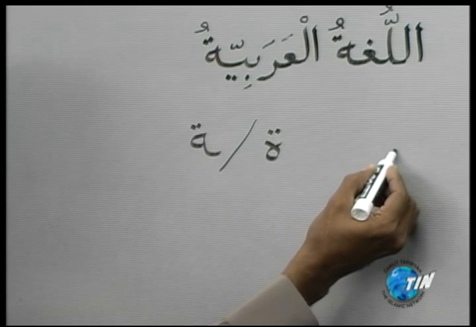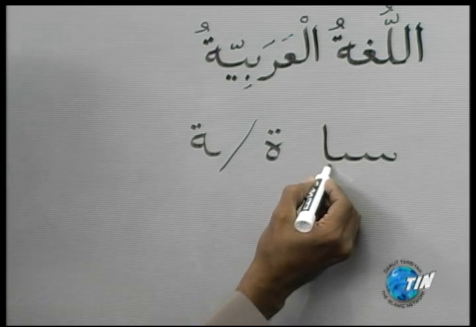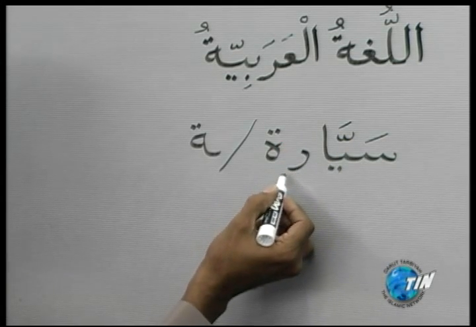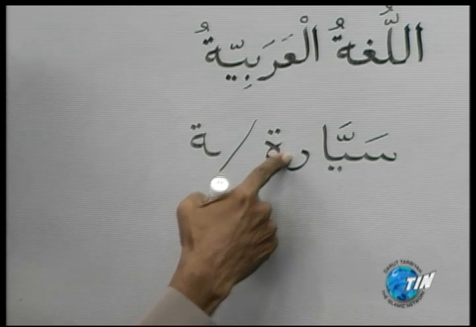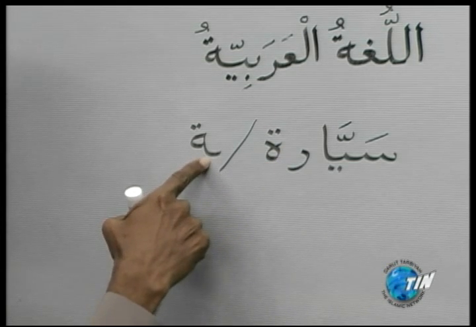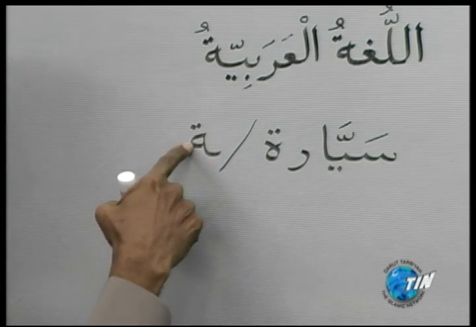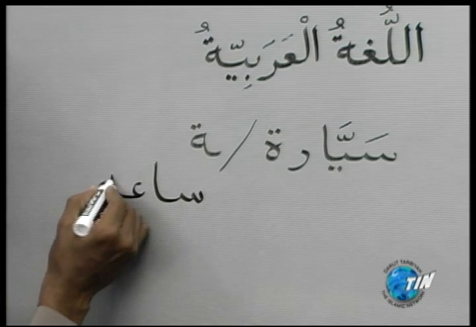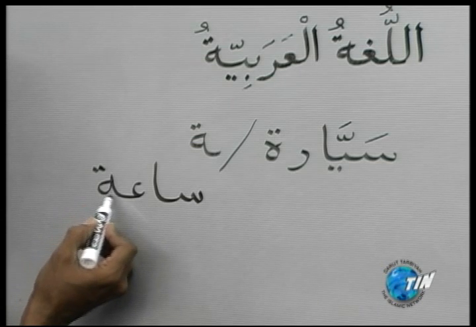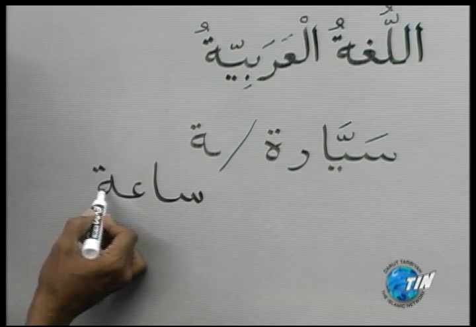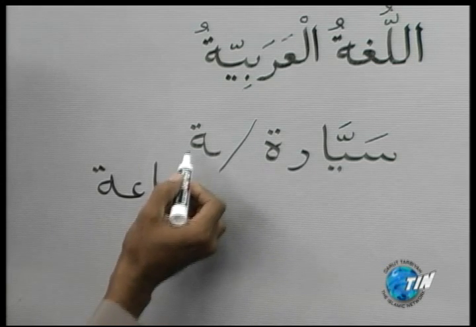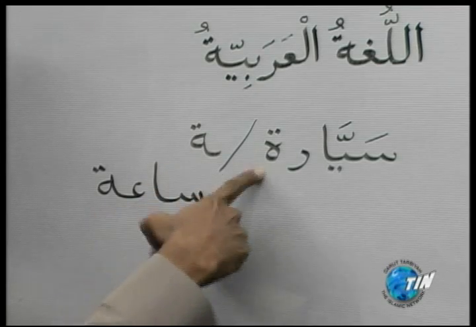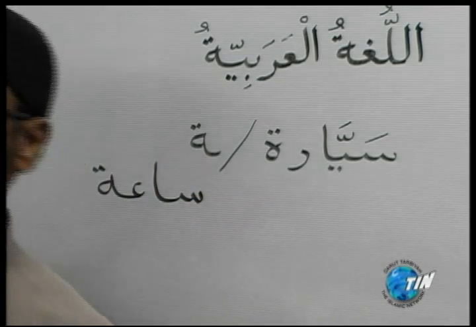For example, we have the word sayyara, which means a car. We have a ra, and ra does not allow attachment, so that's why the ta is written like this. But if we have the word sa'a, which means an hour, you see the ta is written like this because this is ayn, and ayn allows attachment. So the ta is either written like this or like this. The point I'm making is that if the word ends with the ta marbuta, then it is considered a feminine noun.